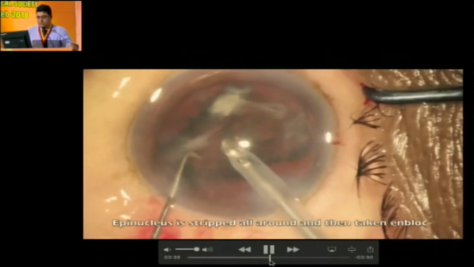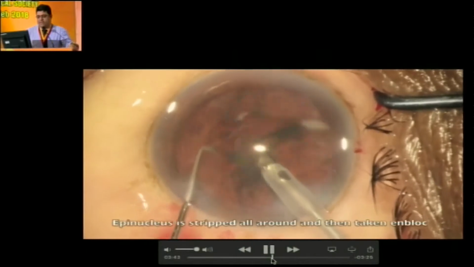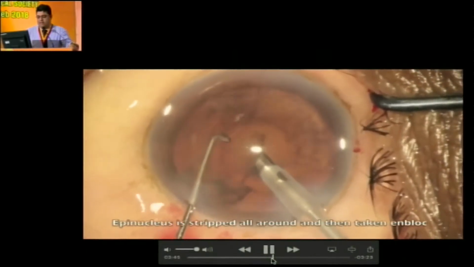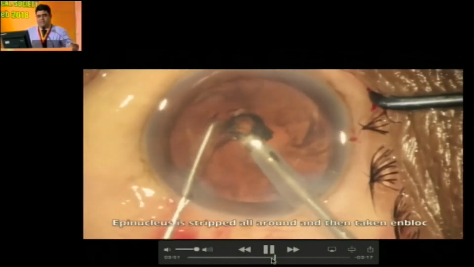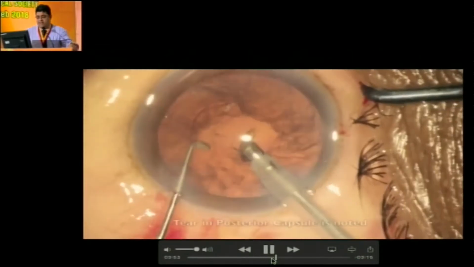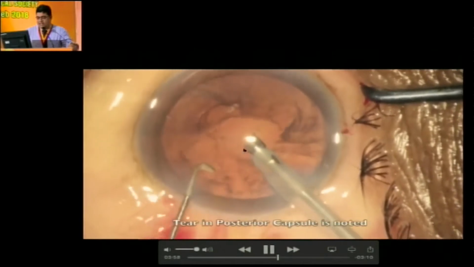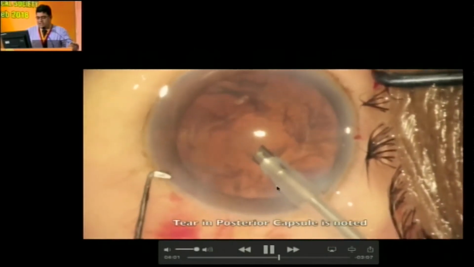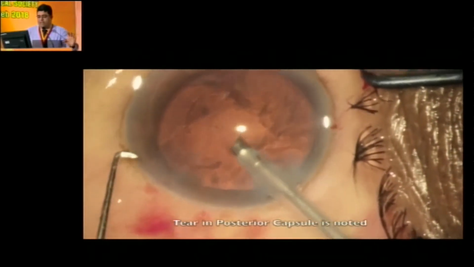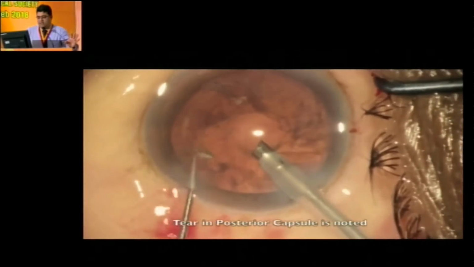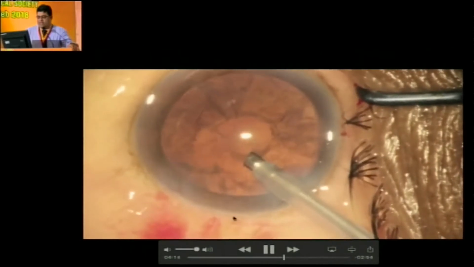When you do everything in a controlled manner, even if there is a PCR and you have a closed anterior chamber, you are not disrupting the anterior vitreous phase. Now see here, once this shell is taken, I can see that there is a posterior capsule tear. So don't come out hurriedly, maintain the anterior chamber. As you can see here, there is a big PCR.